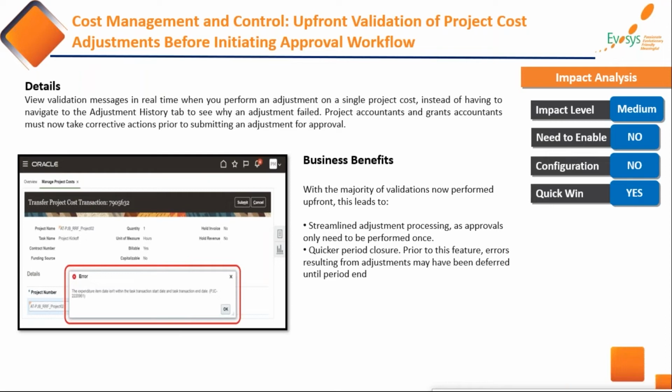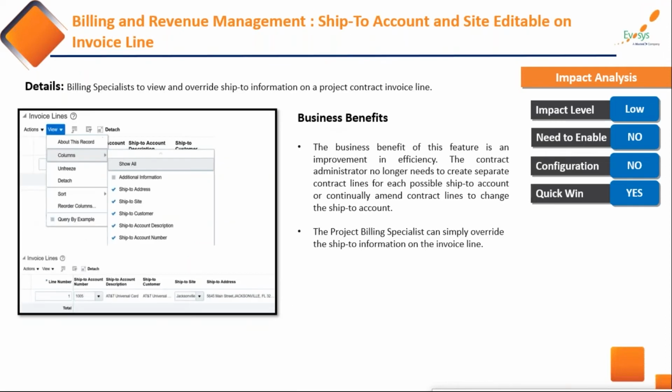Third is ship to account and site editable on the invoice line. This is again one of the good features, because previously, if the client needed to raise an invoice with a different ship to location, they needed to create multiple contract lines with different ship to values, because previously whenever the draft invoice was generated, at that time the system took the ship to site from the line itself, and the system was not allowing the user to override that ship to site.